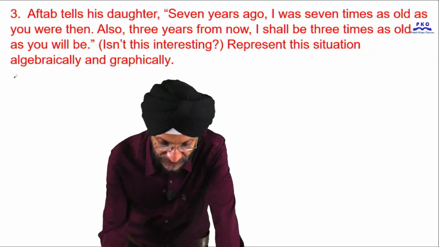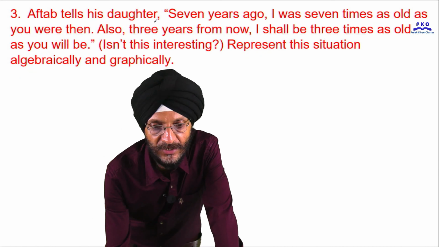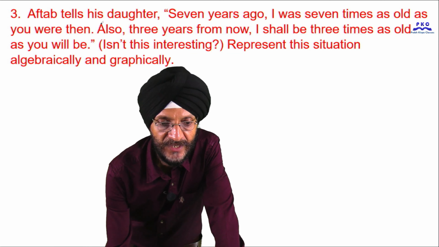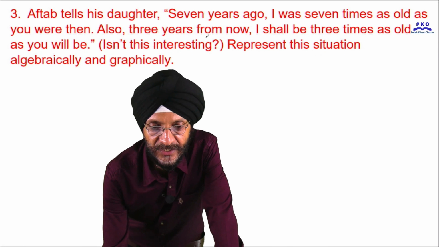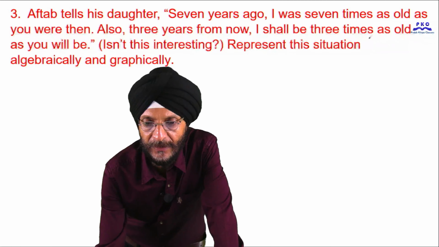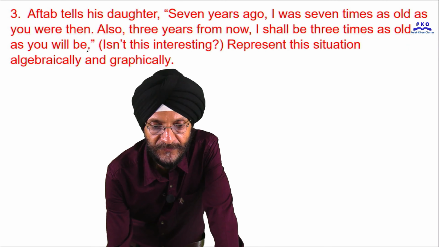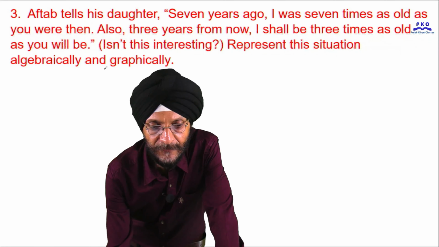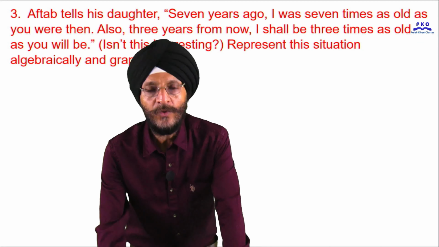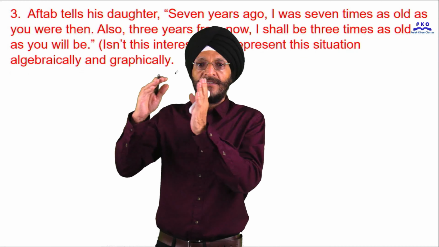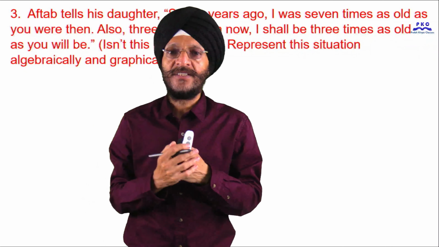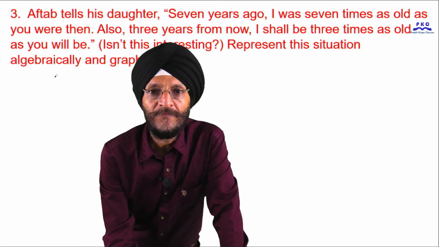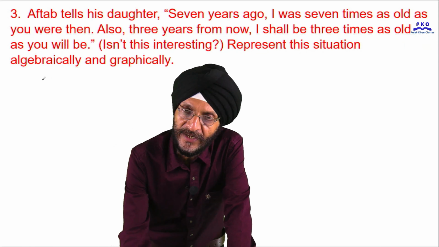Now the question before us is: Aftab tells his daughter, 7 years ago, I was 7 times as old as you were then. Also 3 years from now, I shall be 3 times as old as you will be. Isn't this interesting? Represent this situation algebraically and graphically. Here a father is having some conversation with his daughter. So we will first have to assume the age of the father and his daughter.